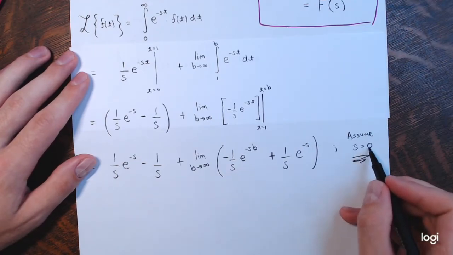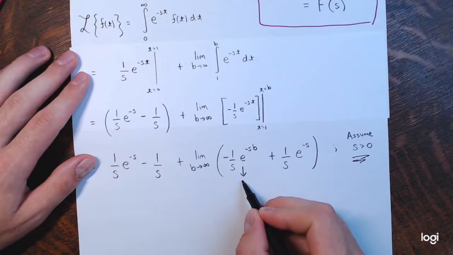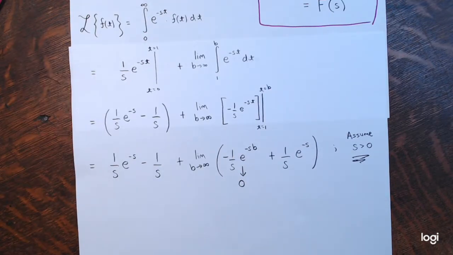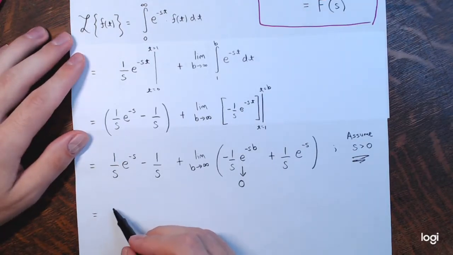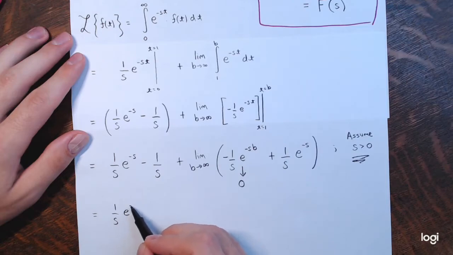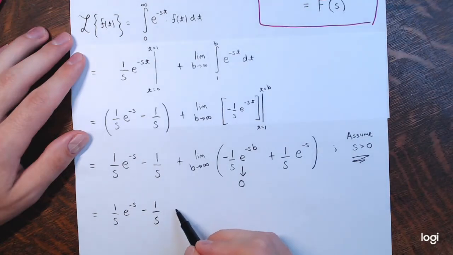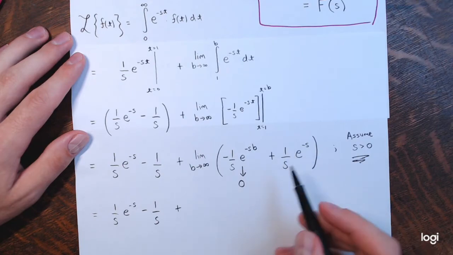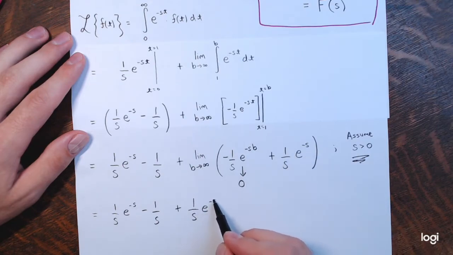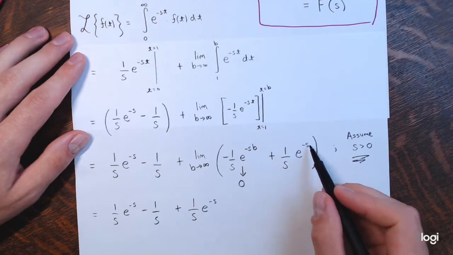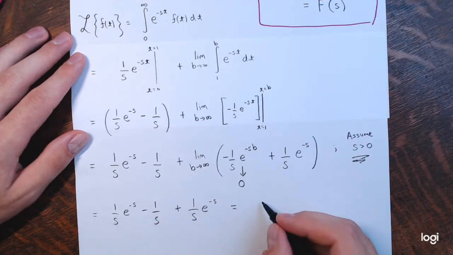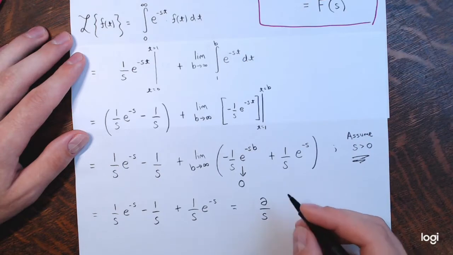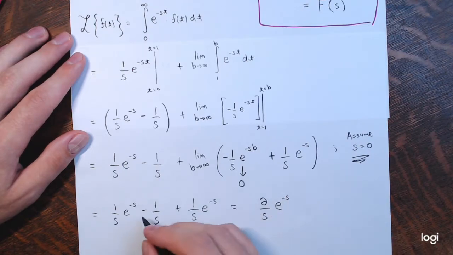So if that's the case, if s is positive, this is approaching 0 then, right, as b approaches infinity. And so what I'm left with is 1 over s times e to the negative s minus 1 over s plus, and then this limit is just simply 1 over s times e to the negative s, right? This expression here didn't have b in it at all, so it stays constant. Then I got some like terms, these terms with the e to the negative s involved. So that'd be what? 2 over s. I got 2 of them. 2 over s times e to the negative s, and then minus 1 over s.